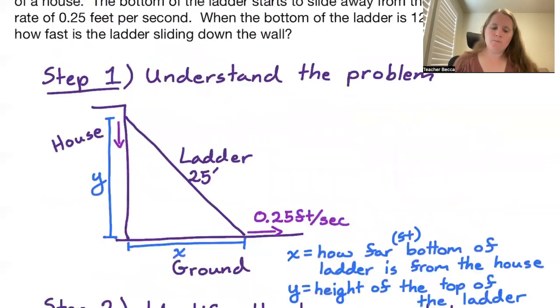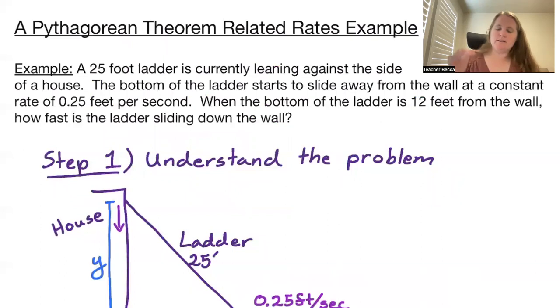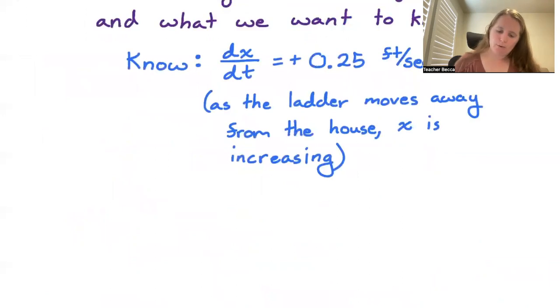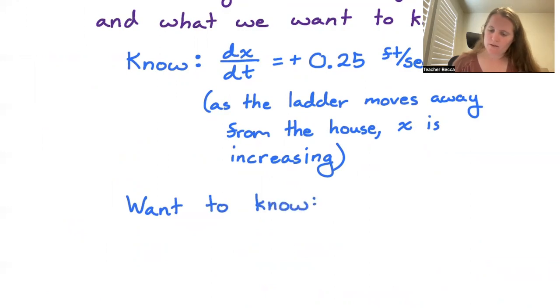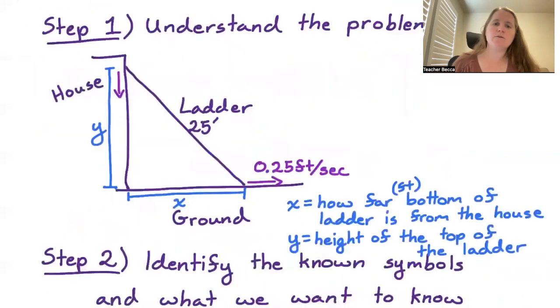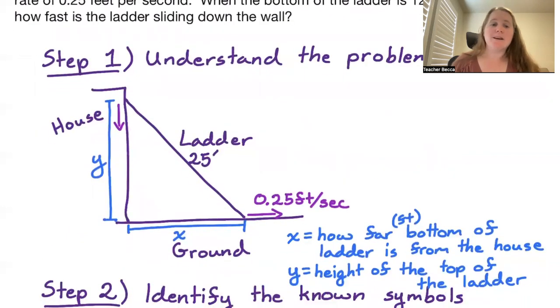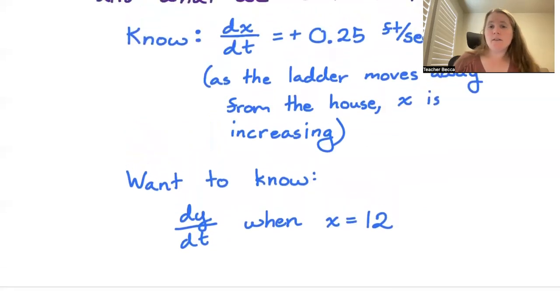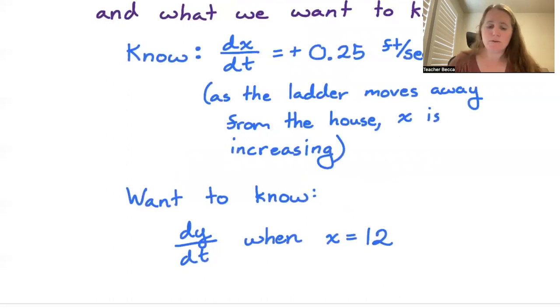Again, we want to know how fast the ladder is sliding down the wall. So we want to know what dy dt is. Specifically, we want to know how fast it's sliding down the wall when the ladder is 12 feet from the house. So that would be when x is equal to 12. And this is all the information that we need in order to solve this problem.